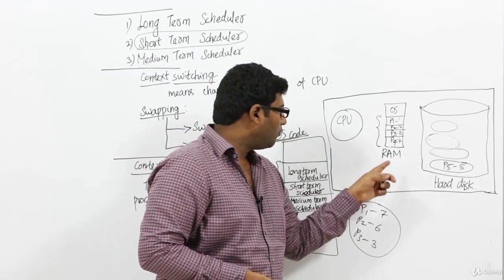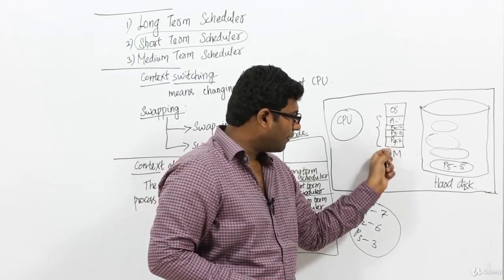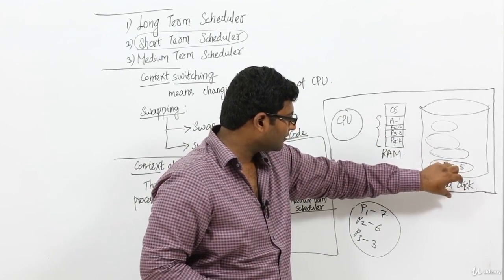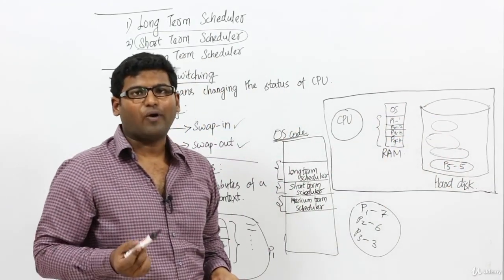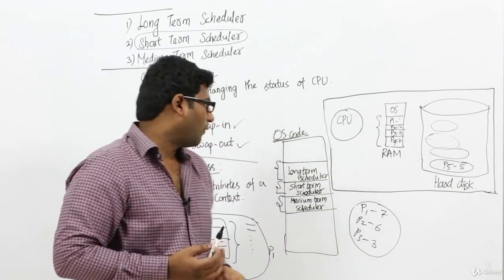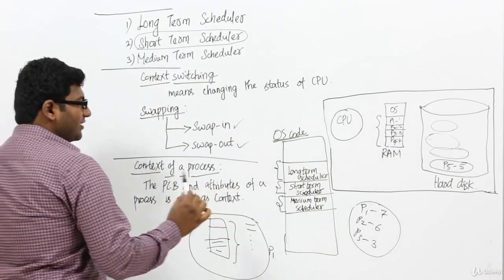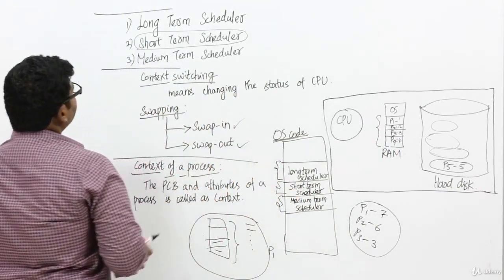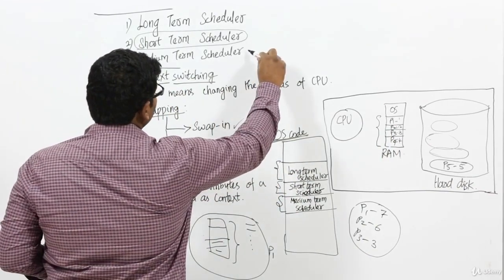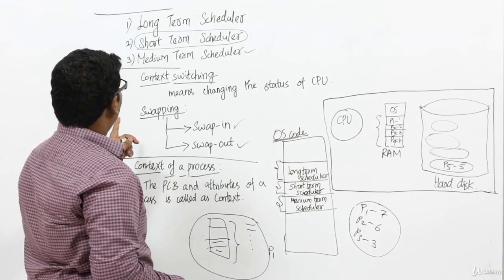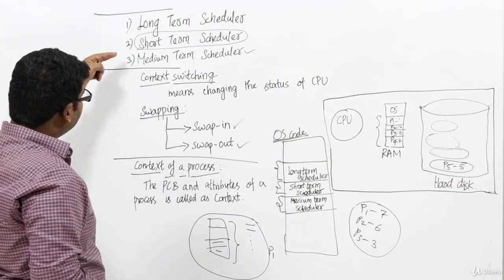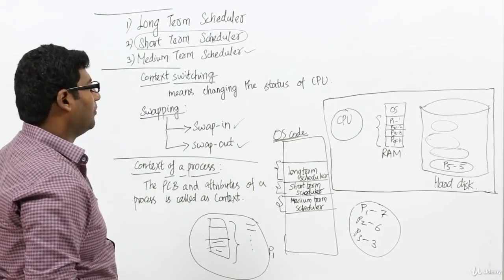We actually moved a low priority process from RAM to hard disk, and we moved a high priority process from hard disk to RAM, right? This exchanging is also called swapping. Fine, and this is being done by something called the medium term scheduler. So what we have seen so far: long term scheduler, short term scheduler, medium term scheduler.